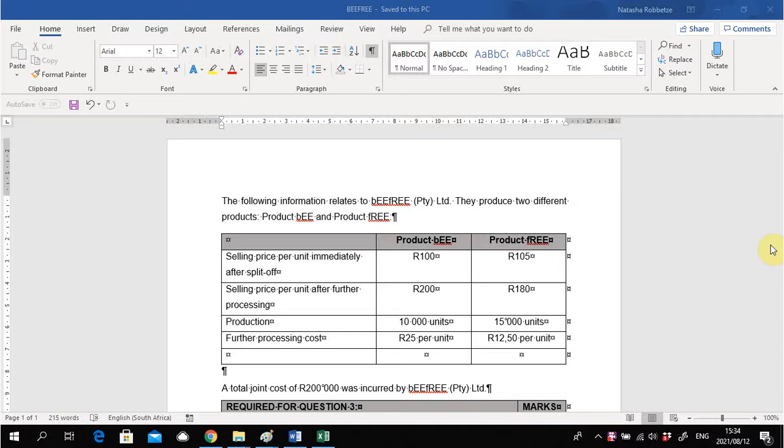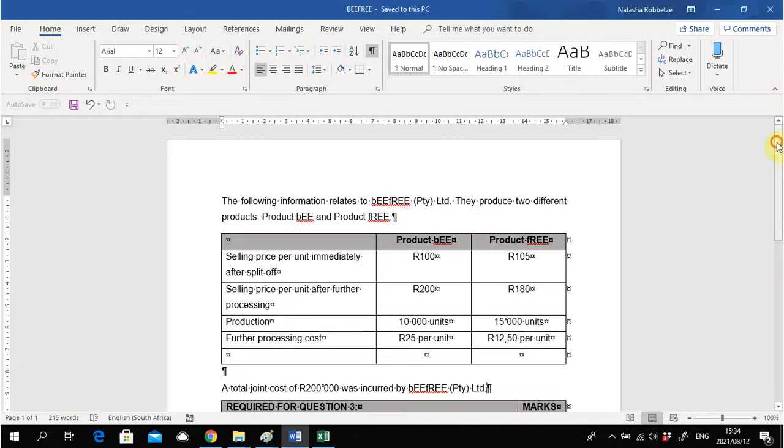So this question reads that Beefree Limited produces two products, called B and Free. They give you a selling price immediately after split off, so that's before the product was further processed. Then they give you a selling price per unit when the product has been further processed. Then the production units, 10,000 and 15,000. And then the further processing cost is 25 Rand and 12 Rand 50 per unit. Then they also give you the joint cost, and they say the total joint cost is 200,000 Rand.